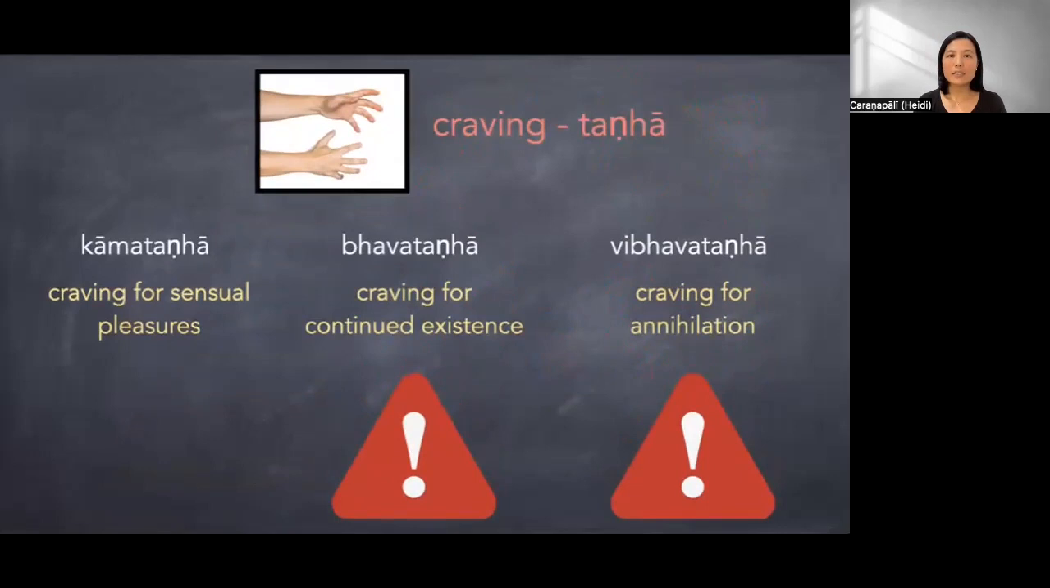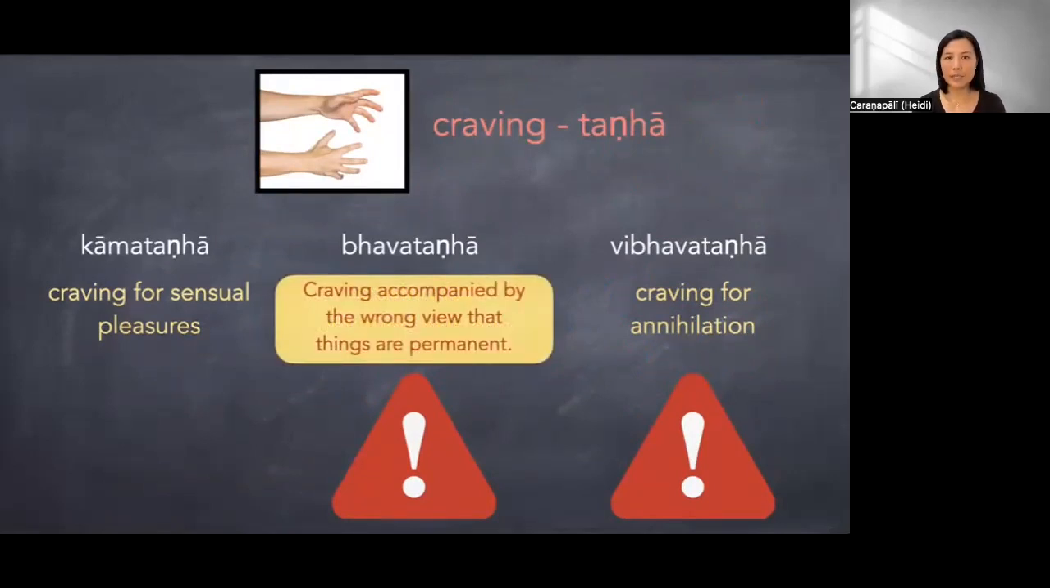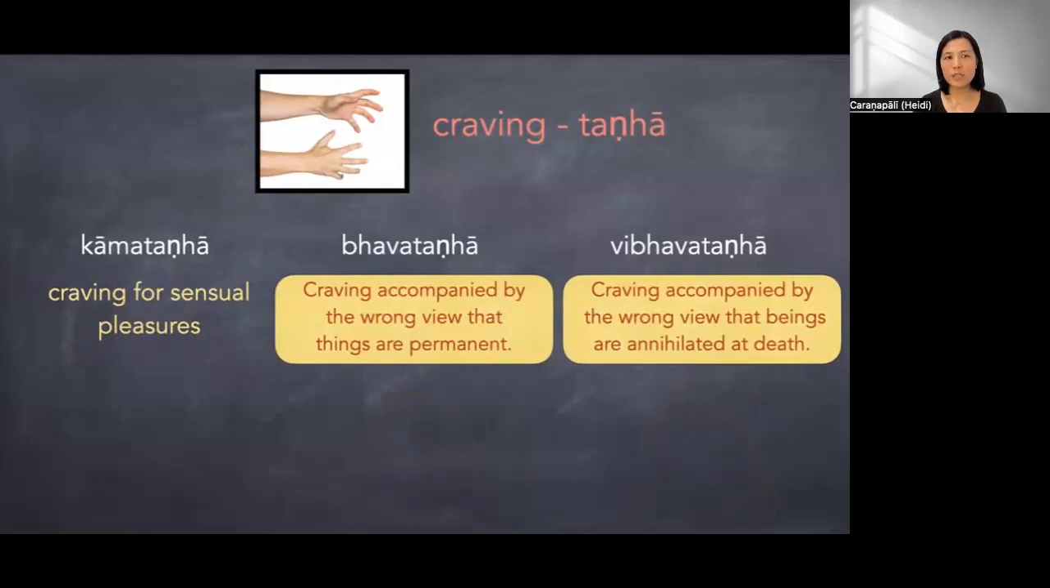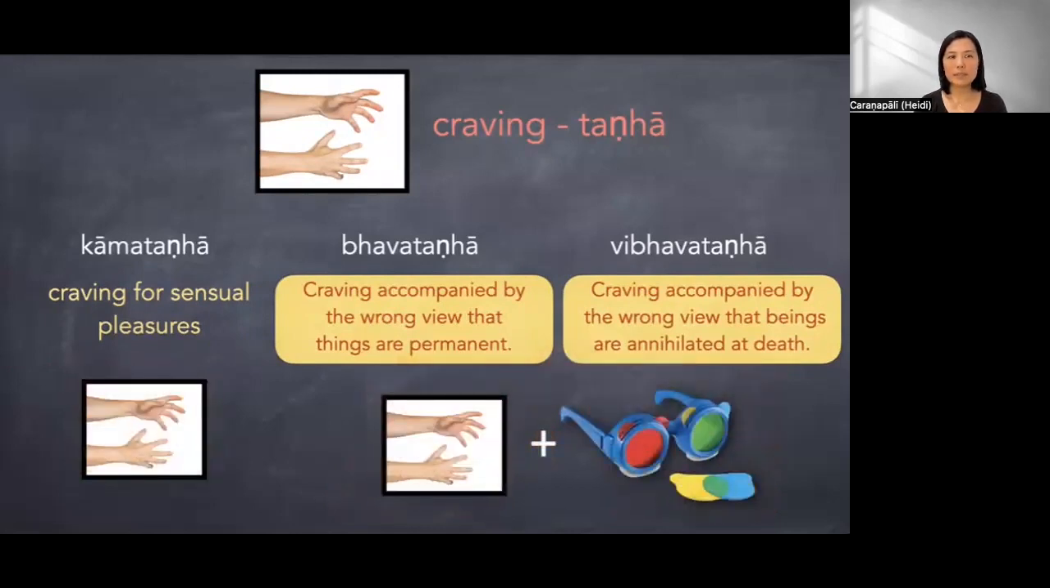Okay, so therefore here, the three aspects of this craving: kamatanha, bhavatanha, and vibhavatanha. For kamatanha, no problem, craving for sensual pleasure. For bhavatanha, we need to understand that it is a craving accompanied by the wrong view that things are permanent. And for vibhavatanha, we need to understand that it means the craving accompanied by the wrong view that beings are annihilated at death. So in simple words, kamatanha is the tanha, the lobha itself, and bhavatanha and vibhavatanha are the lobha plus the wrong view, these two different kinds of wrong view here.